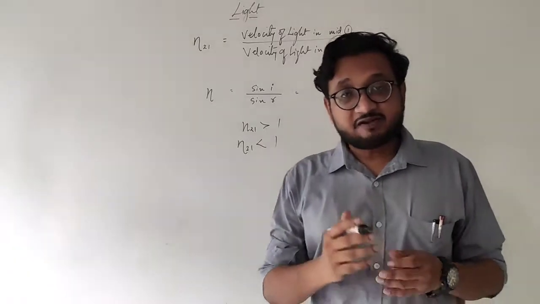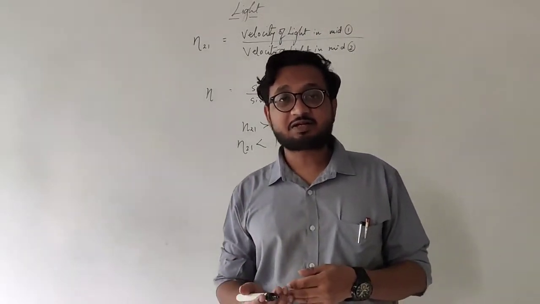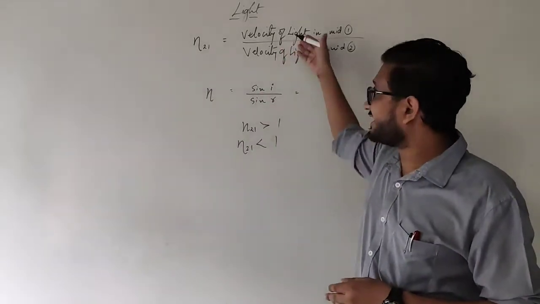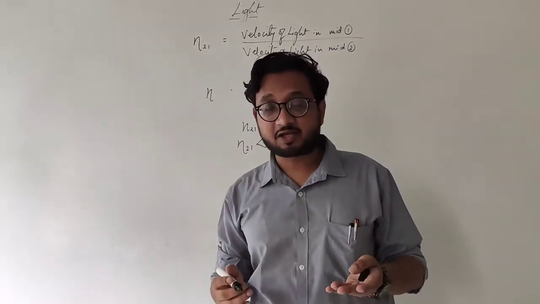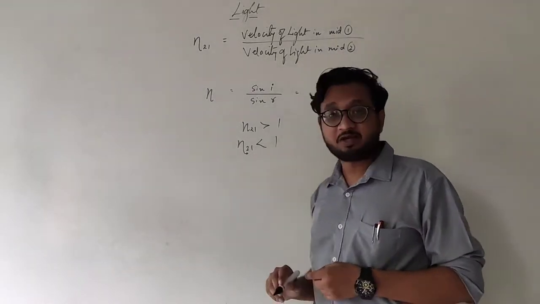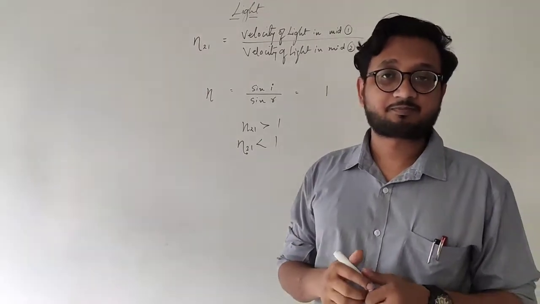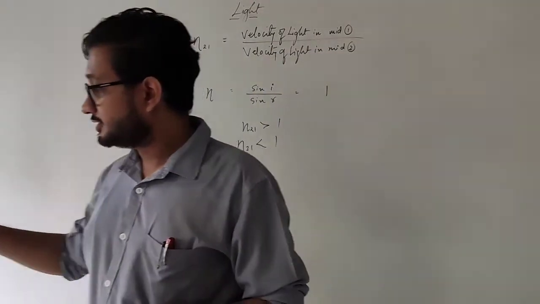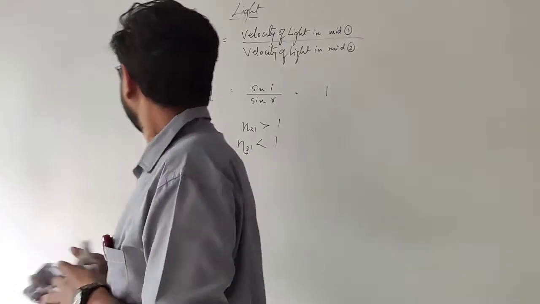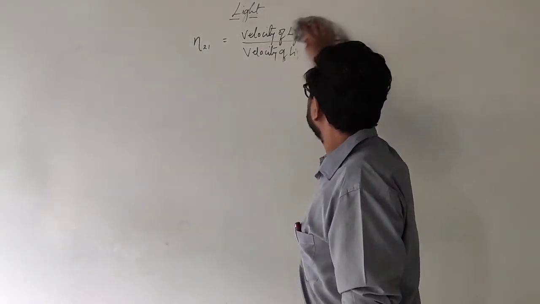So if the ratio is greater than 1, then the second medium in which the ray of light is entering is a denser medium. And if the ratio is less than 1, it means that the second medium is a rarer medium compared to the first medium. Now we move on to a very important part and activity regarding the refraction of light.